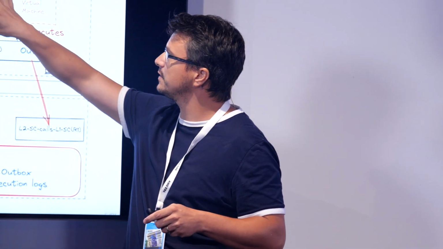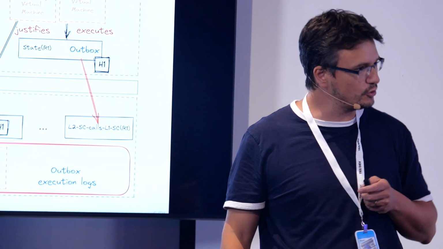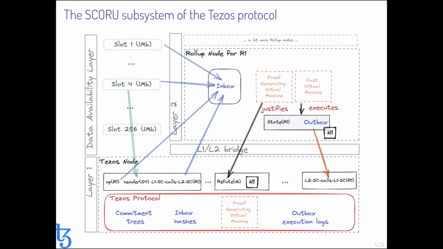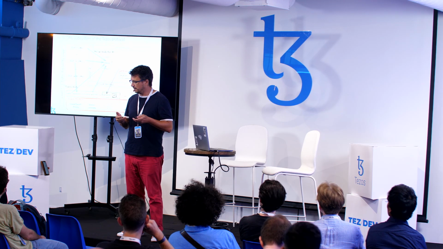But we also have another, more exotic notion of virtual machine, the proof-generating virtual machine. This virtual machine is not for efficiency, but to act as a source of truth about the semantics of the L2 operations. You can see it as the rules to execute the L2 operations.